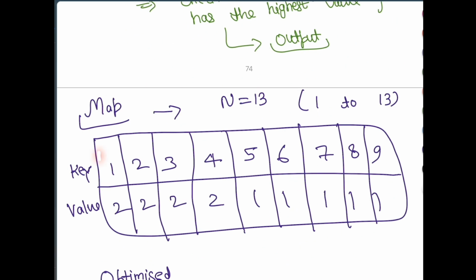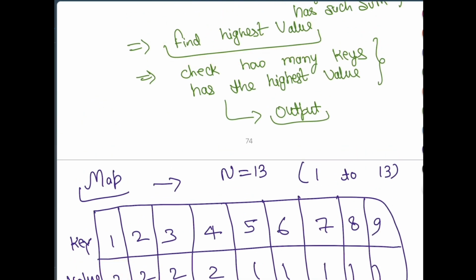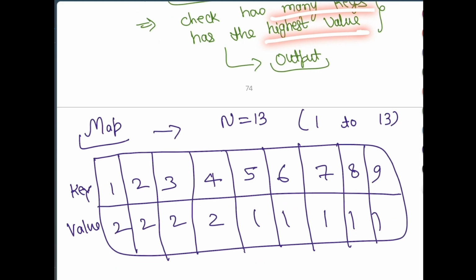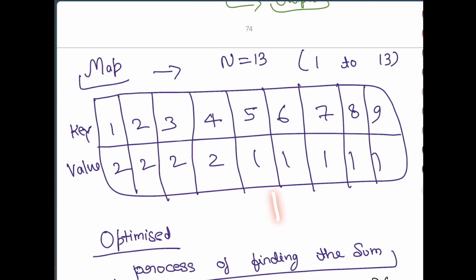So our map will have these numbers as the keys, and the values are how many different numbers have given me this sum. So the values are like 2, 2, 2, 2, 1, 1, 1, 1, 1. What is the highest out of the values? It is 2, right? So we need to find the highest value, and then we need to check how many keys have the highest value. So we have 4 keys, 1, 2, 3 and 4, which have the highest value 2, right? So I can say the output for this scenario is 4.